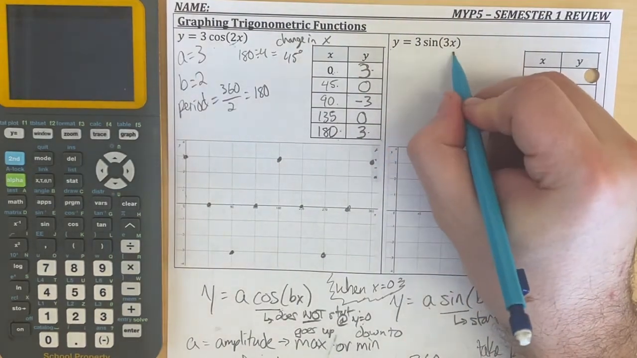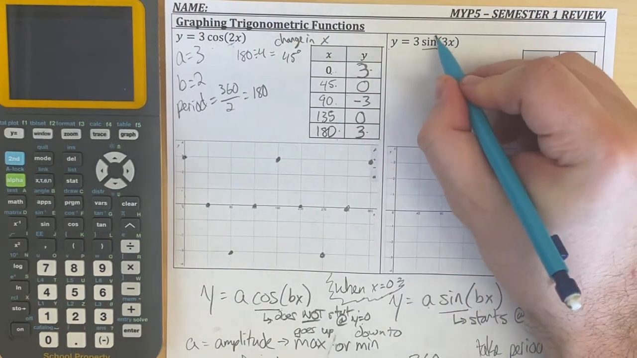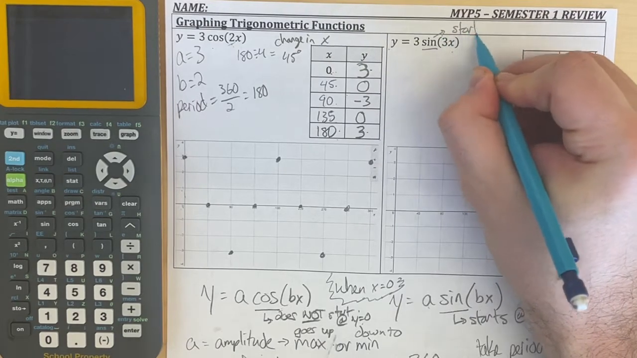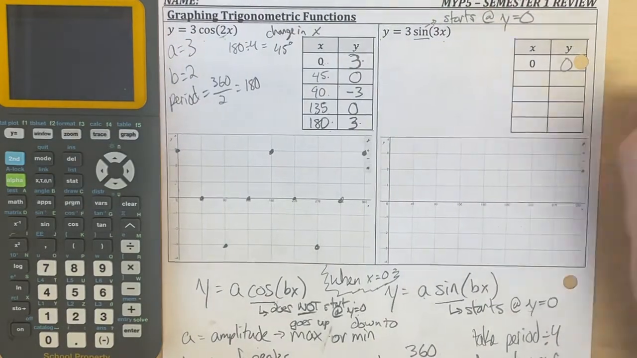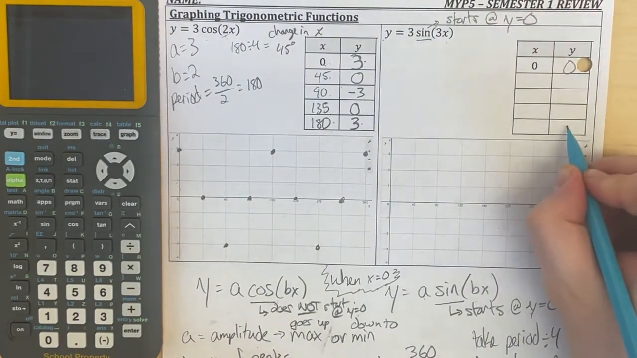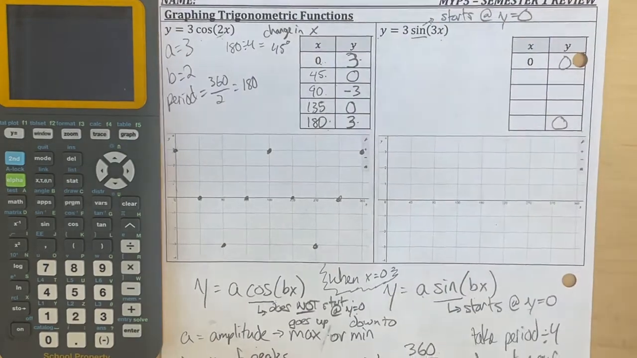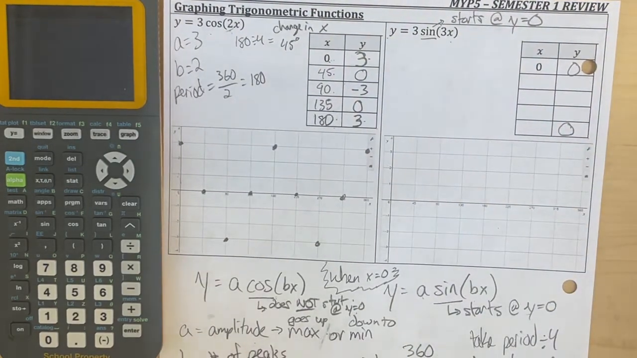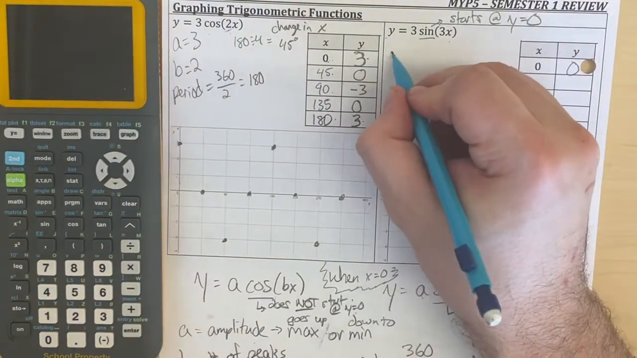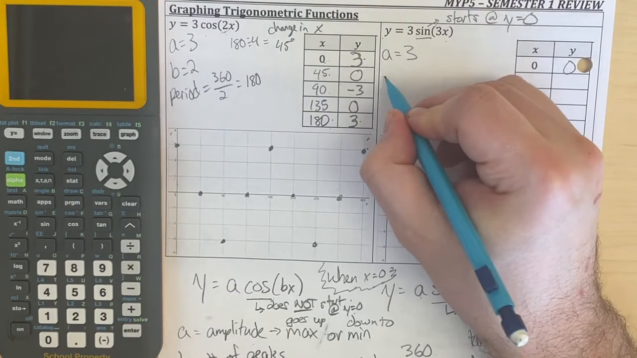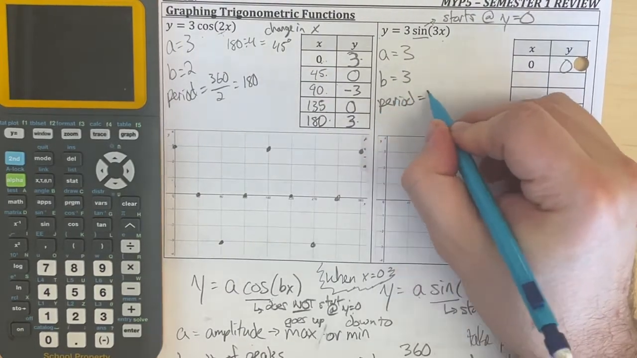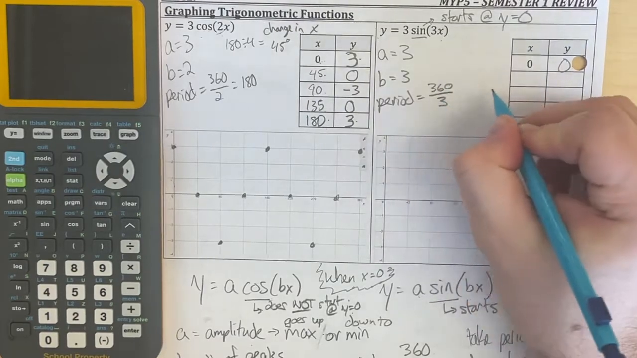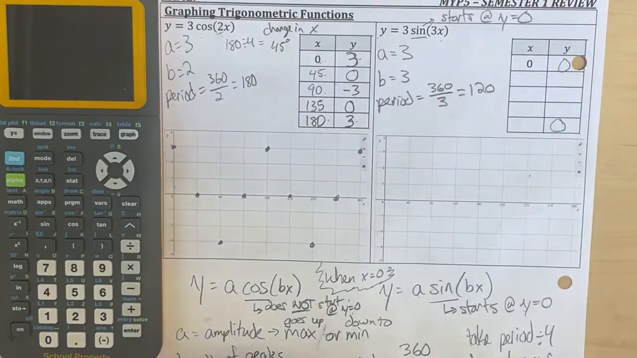Make sure you can have, for the next one, I have sine, which starts at y equals 0. So I already have my first value in there. I know it ends at y equals 0 as well. So already 3 out of those 10 values done. What else do we have? We have amplitude as 3. We have b equals 3. And so what's going to be our period? Well, our period is going to be equal to 360 divided by 3, which is 120 degrees.